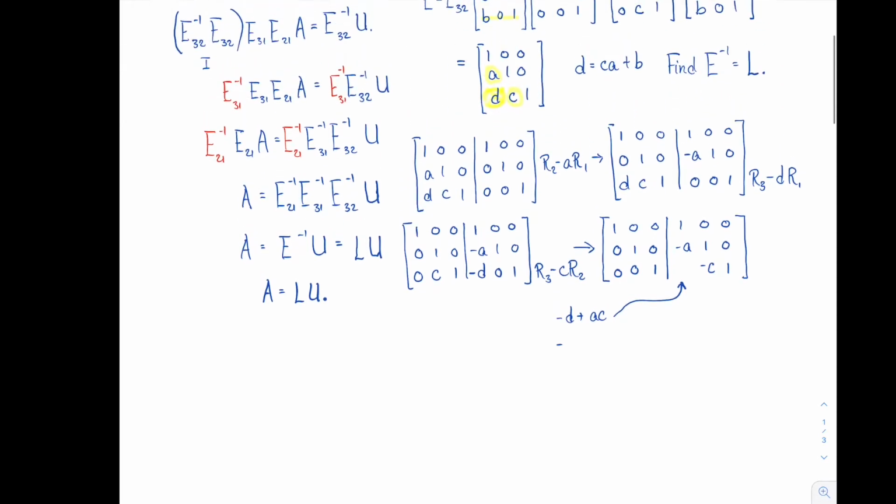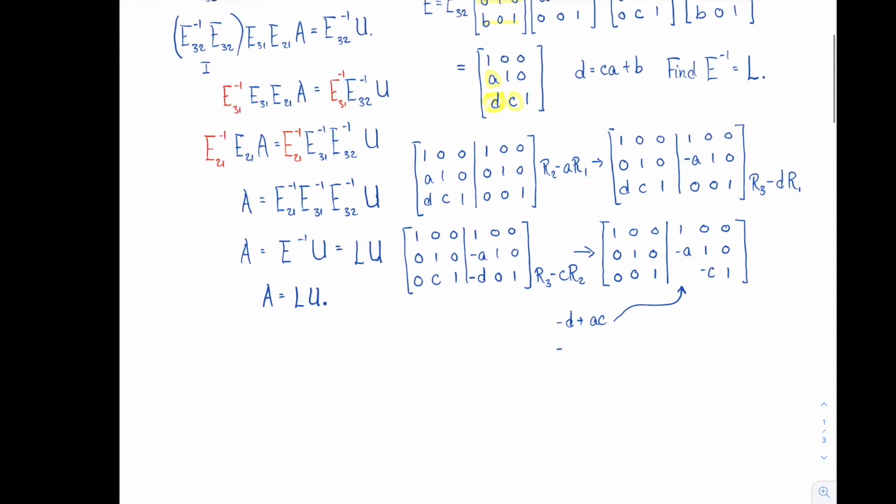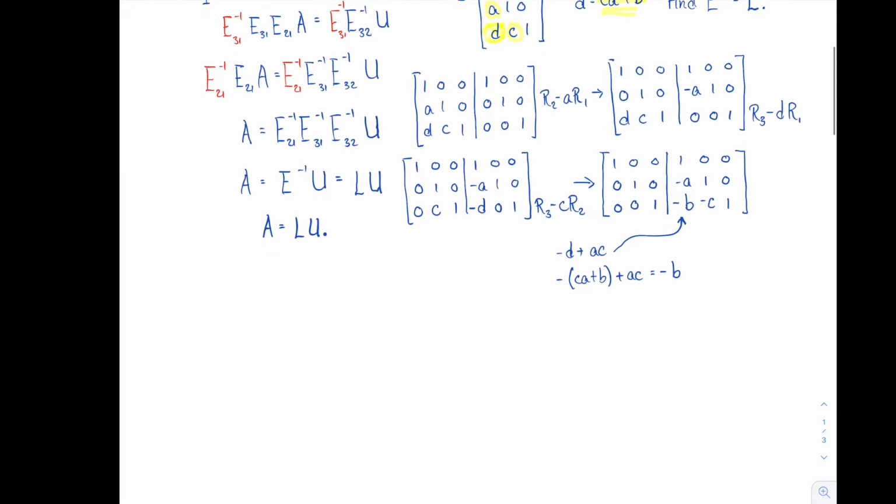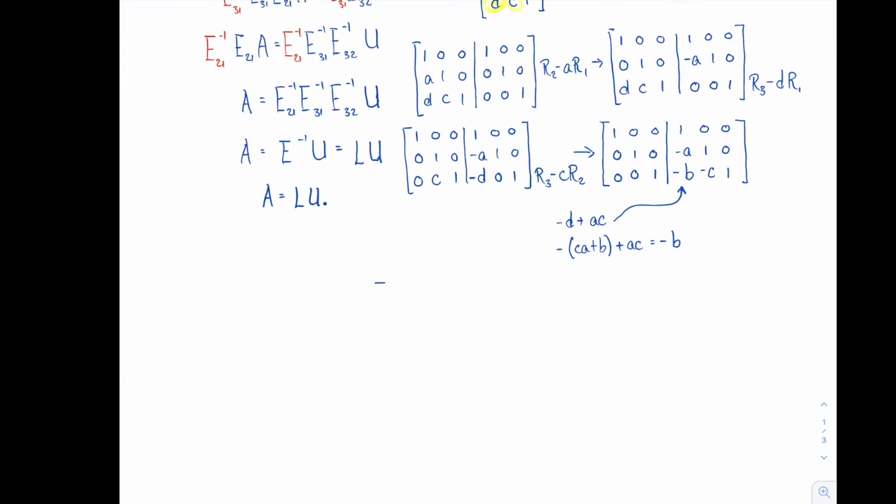Okay, and then let's work on this minus D plus AC. So minus D, well, D we said earlier, if it's back up here, oh, there it is, it's CA plus B. So let's use that. So now I have minus CA plus B plus AC. Well, if you add all that up, that's going to just be minus B. And let's put that into this position, minus B. Now, look at what just happened.